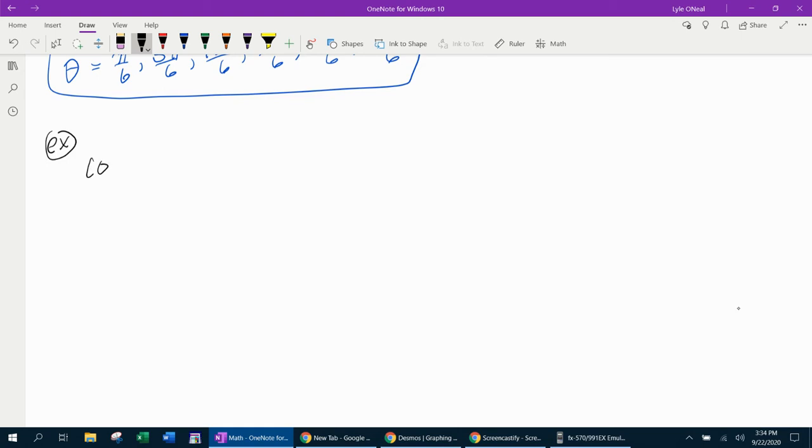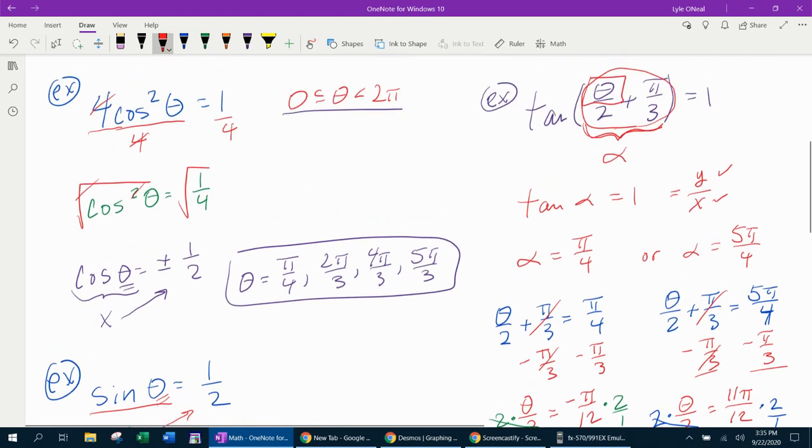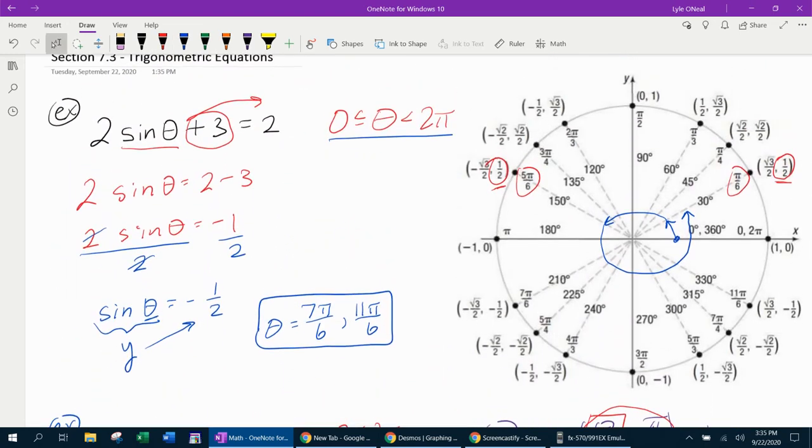Let's say we have cosine of 2 theta equals negative half. Now notice that this is a double angle. I've got 2 theta. And so what we're going to do is pretend like this is some other angle, say alpha. And we want to find all of the angles in the unit circle that have x coordinates of negative half. Remember, cosine of alpha is x. All of the angles that have a negative half x coordinate.